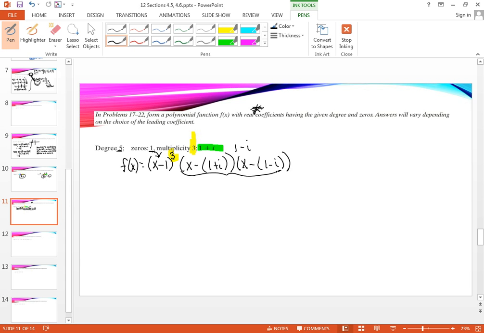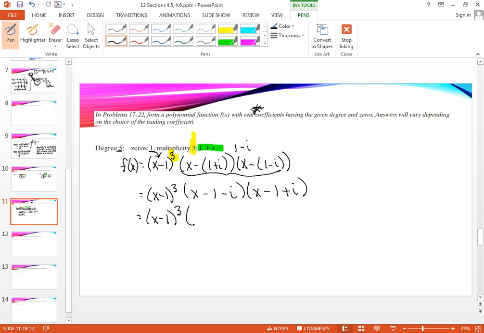But notice that if it strictly says form a polynomial function, then you really have to take it all the way in some of the problems. Okay, so all right, let's get rid of all these double parentheses. This is x minus 1 minus i times x minus 1 plus i. And I would definitely do that in 2 steps or you will mess up those signs. Okay. So I'm going to multiply that out.